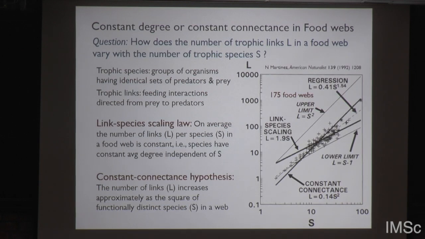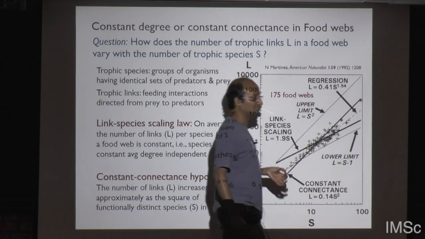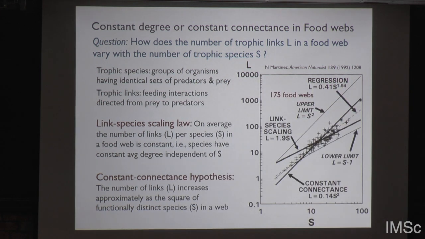Now, this is an important question when one is dealing with biological systems, because often we'd like to know: is a biological system following constant connectance or constant degree? Is it dense or is it sparse? Case in point, for food webs, this is an extremely challenging question which people have tried to answer using lots of empirical data, but still no convincing answer seems to have emerged.